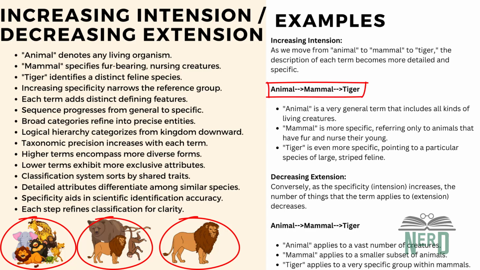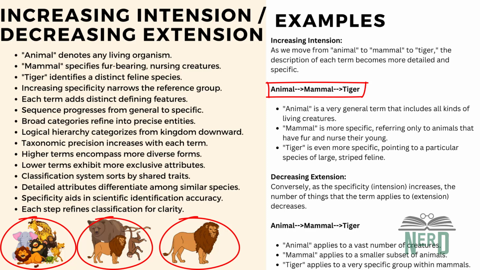Animal. This is the broadest category we have here. When we say animal, we're including every kind of living creature that is part of the animal kingdom. This includes everything from insects, birds, and fish, to reptiles and mammals. It's a huge group with countless members, so it has the lowest intension, the least amount of detail about each member, but the highest extension, it includes the most examples.